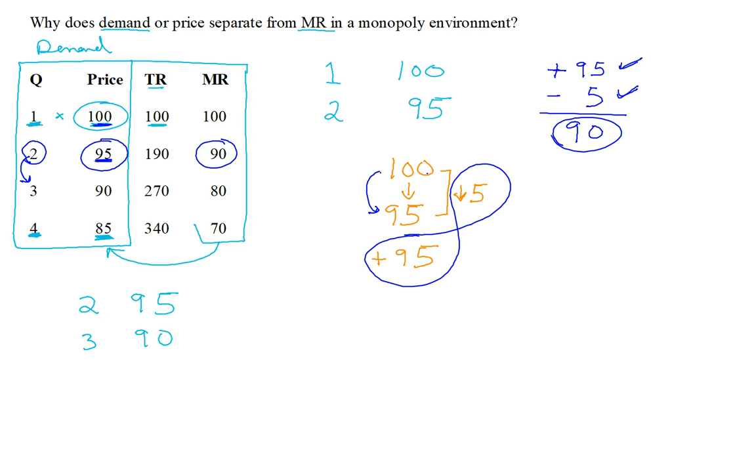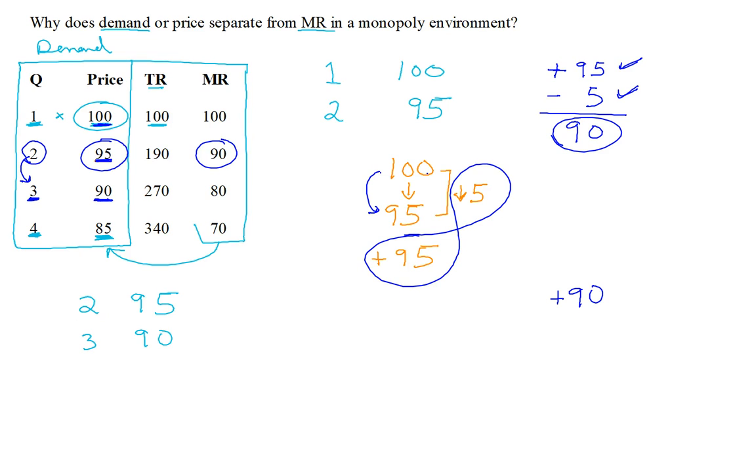All right, so what do we gain from this? Well, we would gain plus 90, because unit number 3, we used to not sell a third unit. Now we will, and we'll get $90 for it. Okay? So that's a plus 90.